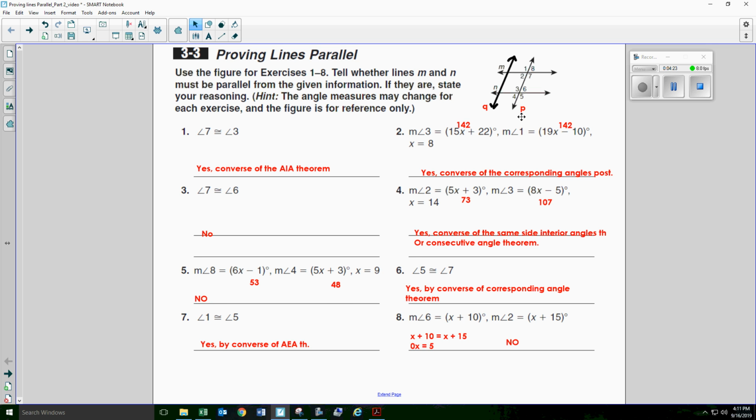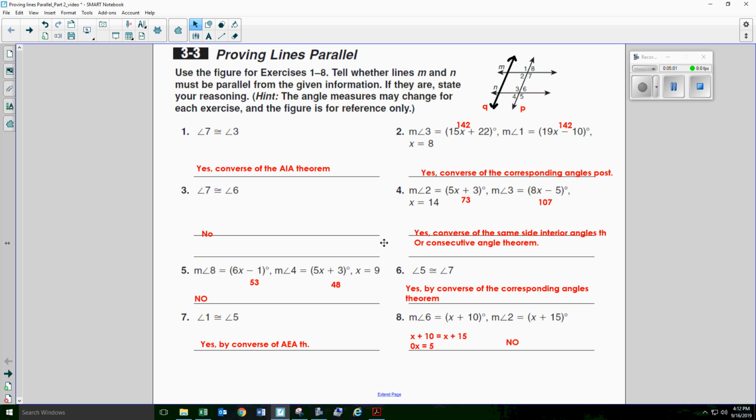How about angles 5 and 7? 5 and 7, those are corresponding angles. Corresponding angles must be congruent or equal in order for the lines to be parallel. So if they're congruent, yes, they will be parallel. M and N will be parallel by the converse of the corresponding angles postulate or theorem. Okay, some books will say corresponding angles theorem, others say corresponding angles postulate. I'll take either one. Keyword, you're going to see corresponding angles, converse of and corresponding angles.